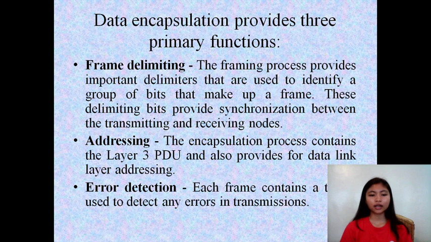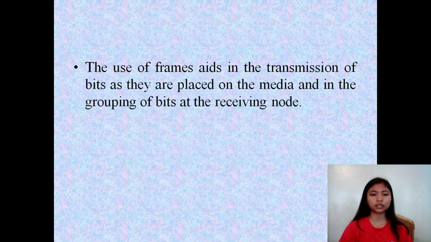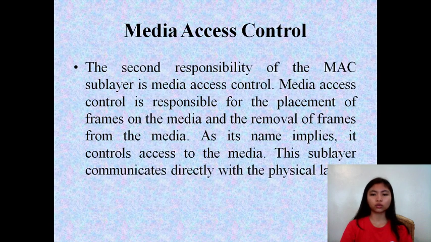Next is error detection. Each frame contains a trailer used to detect any errors in transmission. The use of frames aids in the transmission of bits as they are placed on the media and in the grouping of bits at the receiving node.